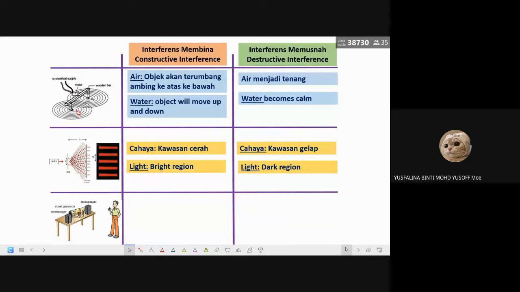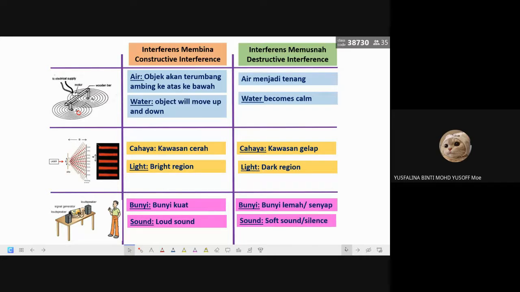How about the sound? Where constructive interference occurs, the sound produced is loud. But for destructive interference, the sound produced is soft. So that's how you compare constructive and destructive interference for each type of wave: light wave, water wave, and also sound wave.